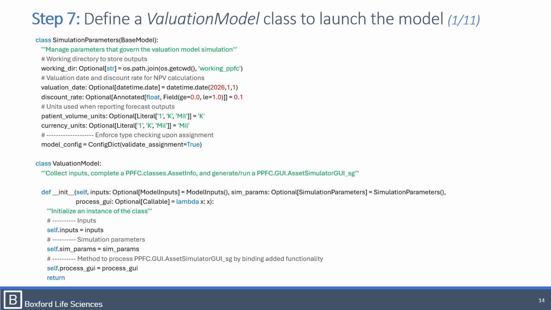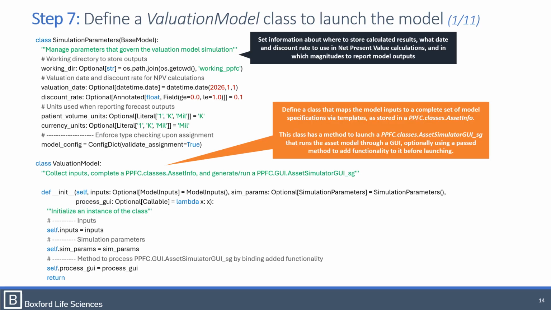Now that we've defined the model inputs, we want to translate that to terms that PPFC can understand in order to build a model. To do that, we use a valuation model class, where we're going to feed it first a group of simulation parameters. We're going to tell it where, when we build this model, we want to have the working directory to store all the Excel files and text file reports and everything else that we create. We're going to specify the valuation date and discount rate to use by default when we do net present value calculations. And we're going to say, when you report patients in volume, use units of 1,000. When you report something in currency, use units of million.